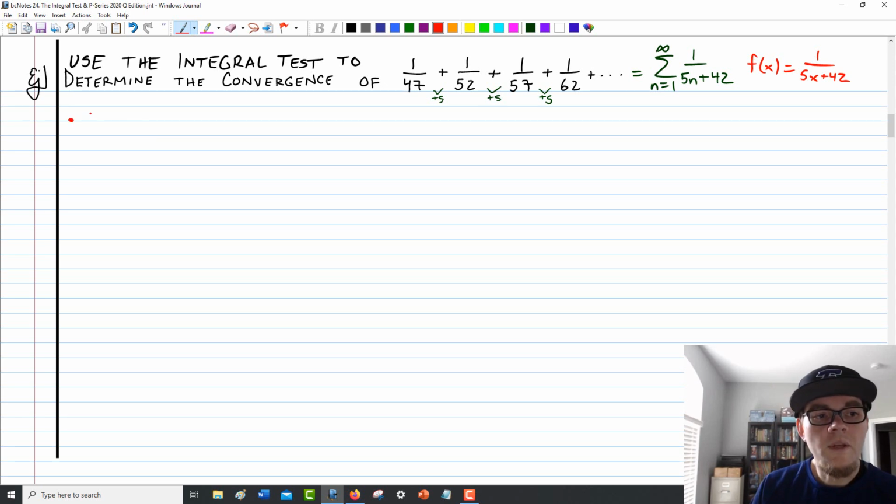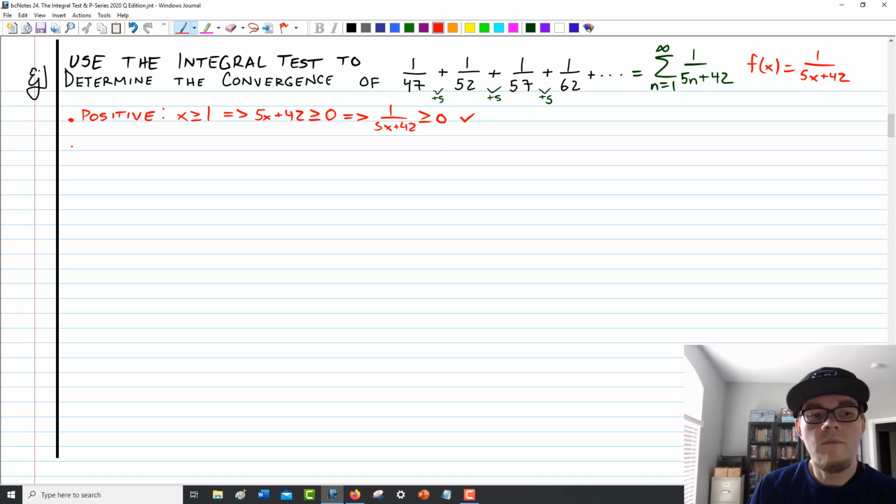So the 3 properties that we need. First of all, do we have positive terms? And again, this isn't like the most formal thing in the world, but basically, since we're talking about x or n values greater than or equal to 1, that means that 5x plus 42 is greater than or equal to 0, and that means that 1 over 5x plus 42 is greater than or equal to 0 as well. So yes, we are positive. Am I sure? Yes, I'm positive.